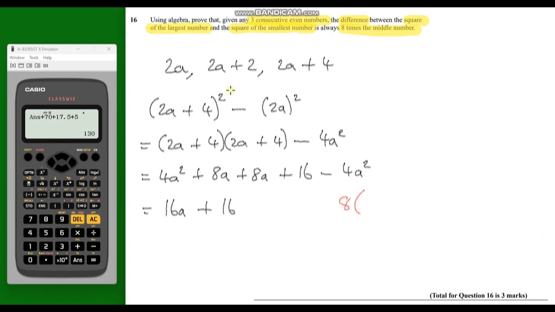So 8 times the middle number. Well, the middle number is 2a plus 2. So if we just expand these brackets, 8 times 2a, that's 16a. And then 8 times 2 is 16. And look at that. Hey presto, these two things are the same. So I'm just going to draw an arrow and write same here. So we've proved that the difference between the squares of the largest and smallest numbers is 16a plus 16, and 8 times the middle number is also 16a plus 16. So we have answered that question perfectly fine.